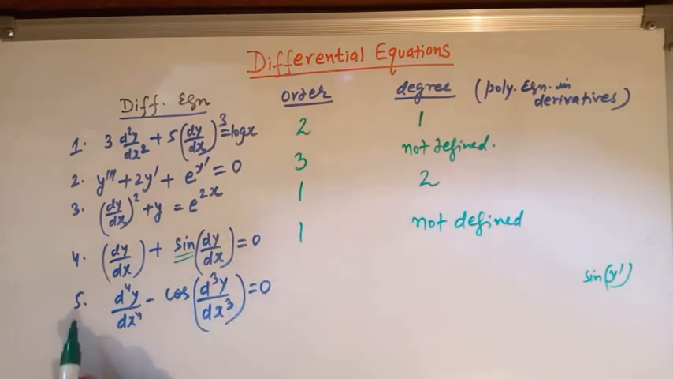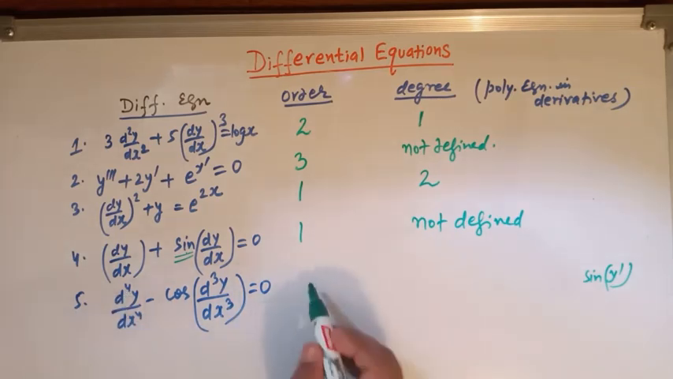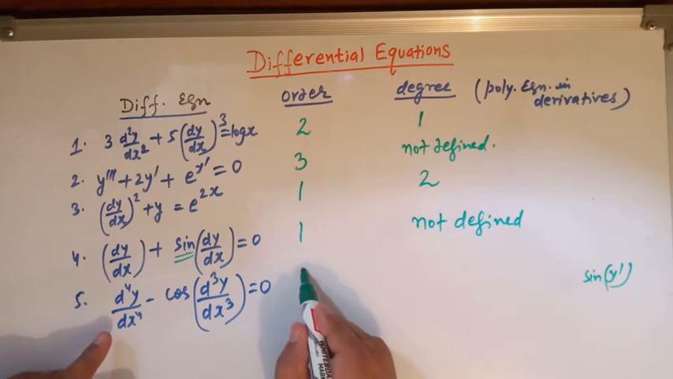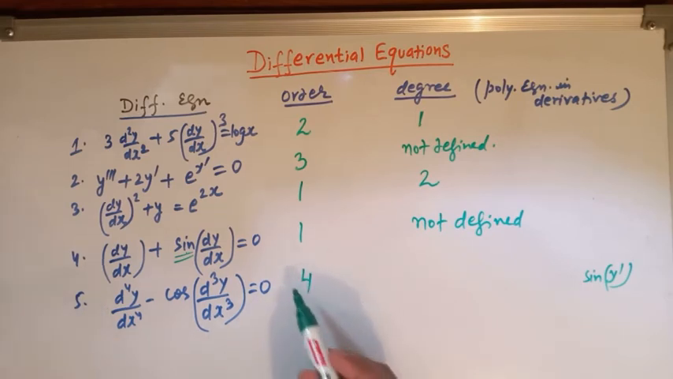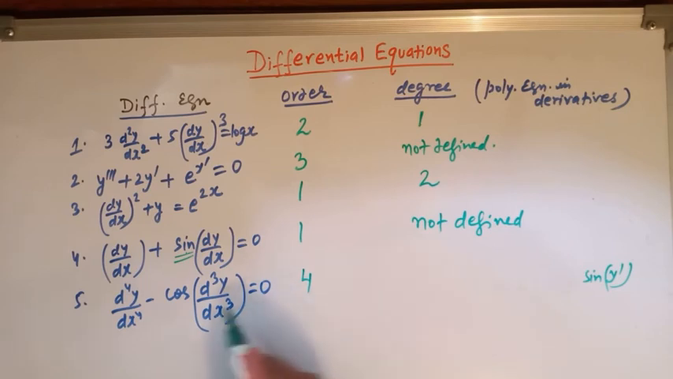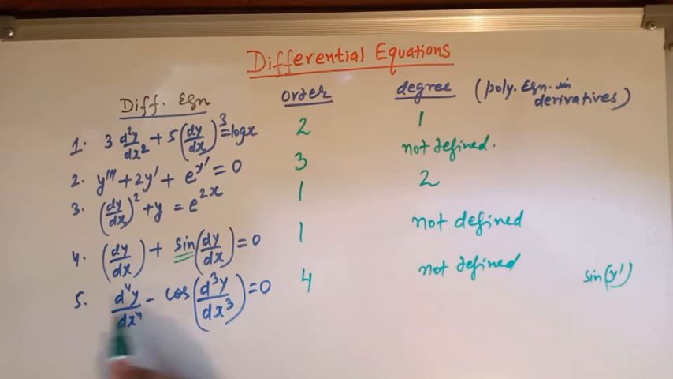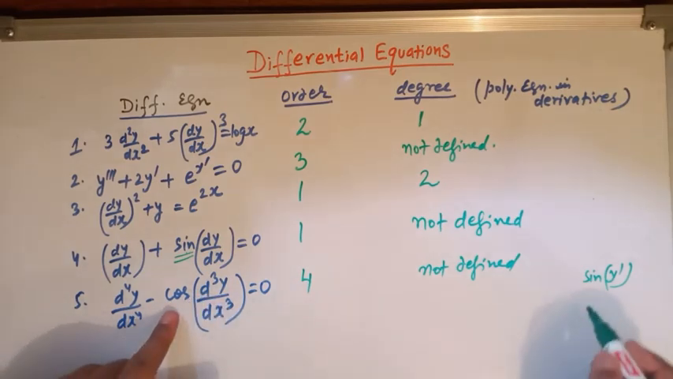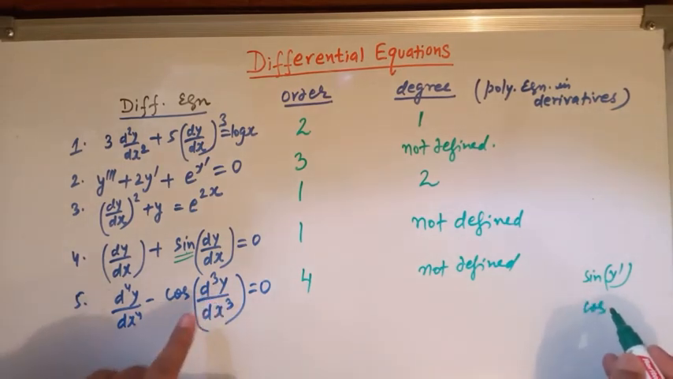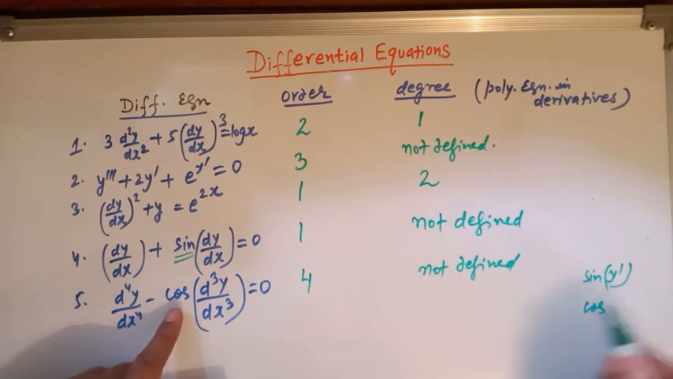And now similarly in example 5, the highest order derivative is 4, so here we have the order as 4, and again the degree is not defined because this equation is also not a polynomial equation in its derivatives, because here also see the derivative occurs with this cosine function, cos of y triple prime. Clear?